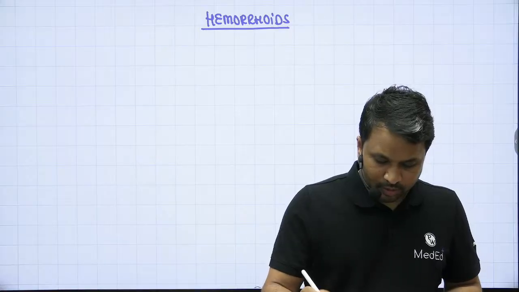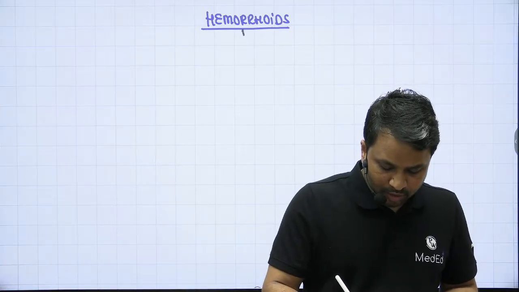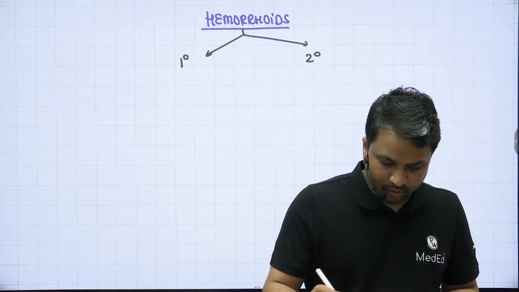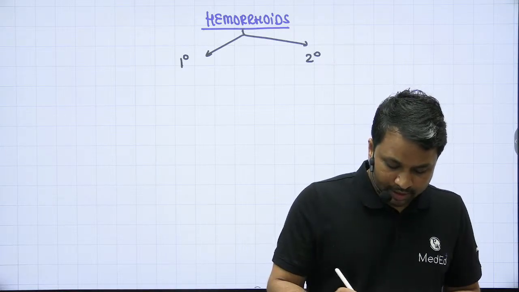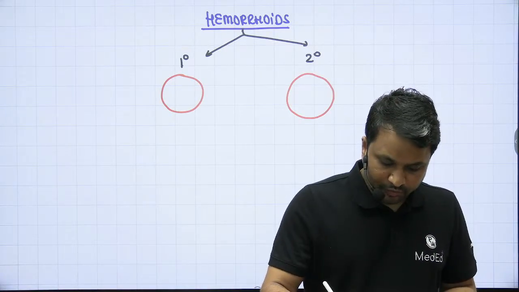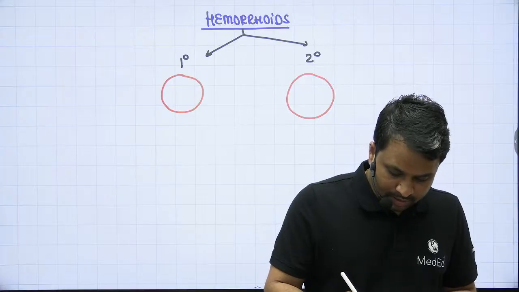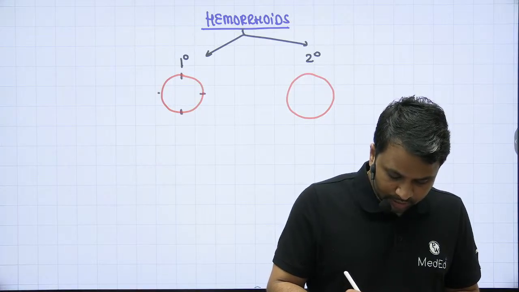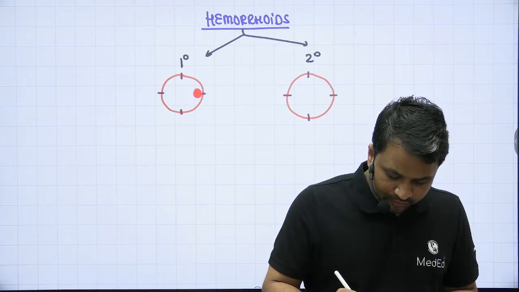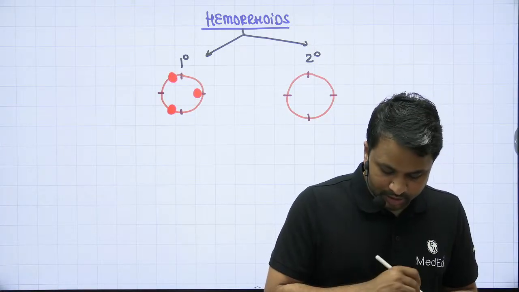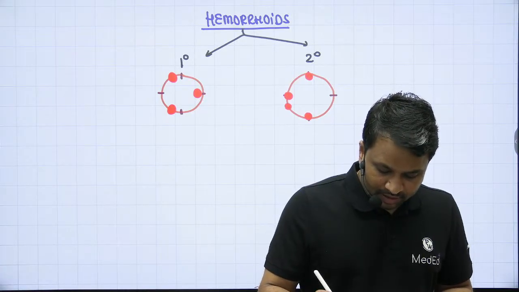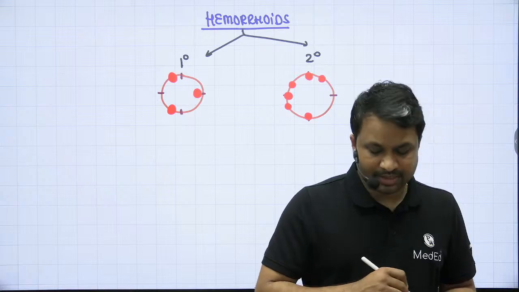Now when it comes to hemorrhoids, remember hemorrhoids are classified into two varieties. You have the primary hemorrhoids and the secondary hemorrhoids. The primary hemorrhoids are those which arise from 3, 7 and 11 o'clock position, and secondary is anywhere else than that. If you take this as a representation of the clock, this is 12 o'clock, 6 o'clock, 3 o'clock, 9 o'clock. If a hemorrhoid arises from 3, 7 or 11 o'clock, it is primary. If it arises anywhere else than that, it will be called secondary hemorrhoids, right?